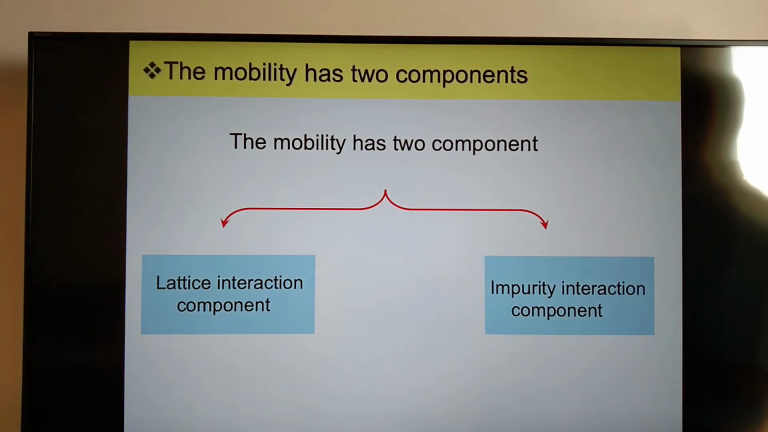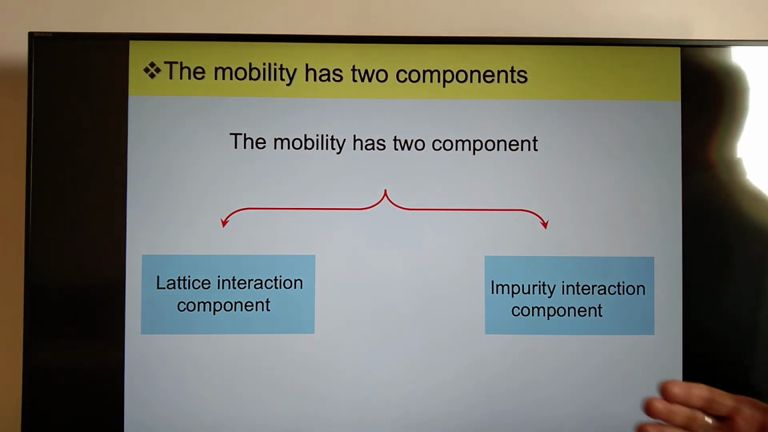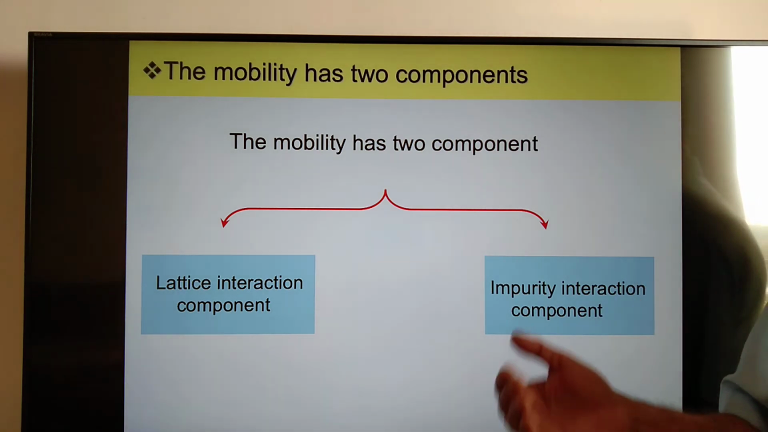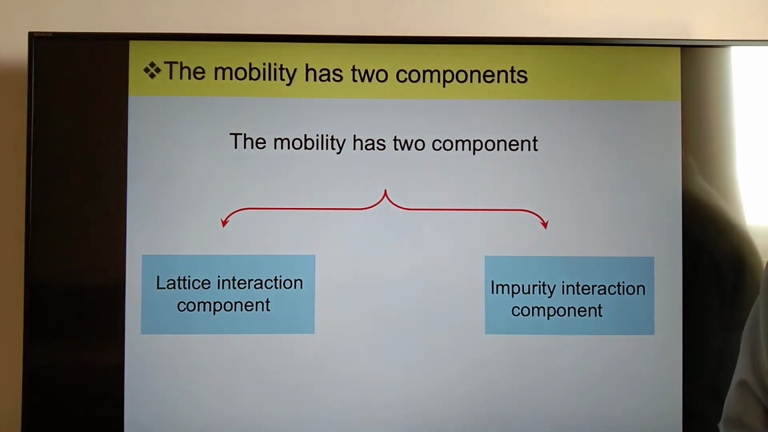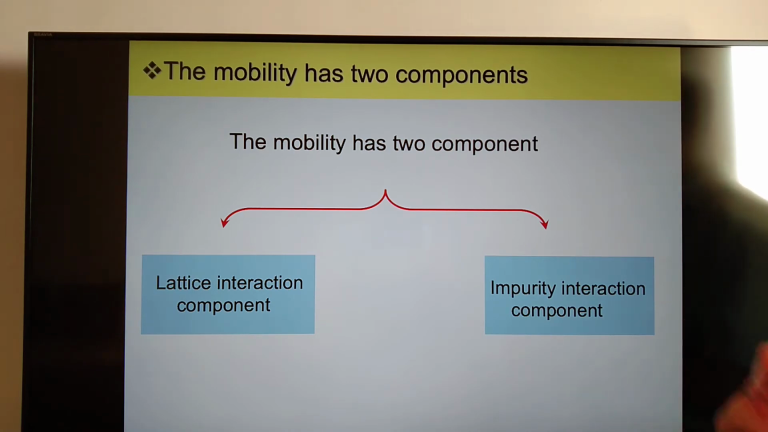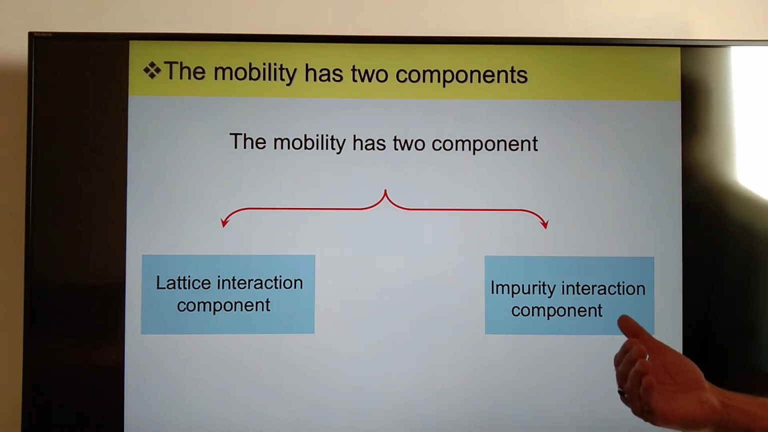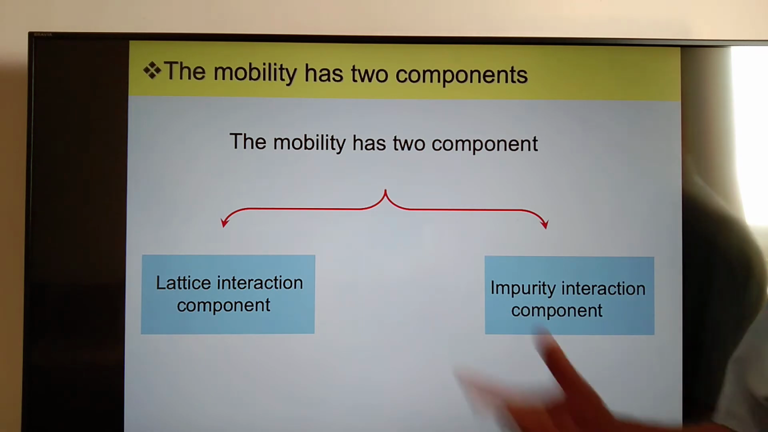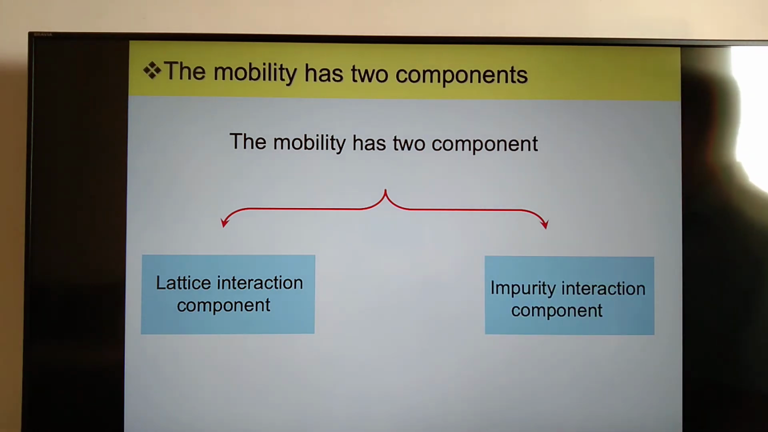The mobility in a semiconductor is given by that equation, but it has two components. One mobility contribution comes from lattice interaction and the other component comes from impurity interaction. That means when we talk about a semiconductor with doping, two parts will come in the mobility: one is the lattice interaction component and the other is the impurity interaction component.